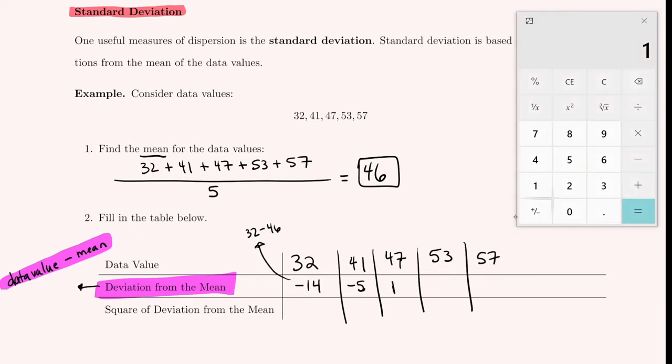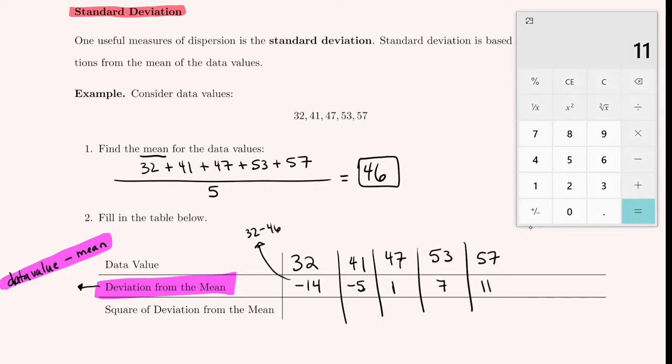Next, I take the data item 53, subtract the mean of 46. We get the deviation as 7. And then finally, we take the data item 57 minus the mean of 46, and we get the item 11.